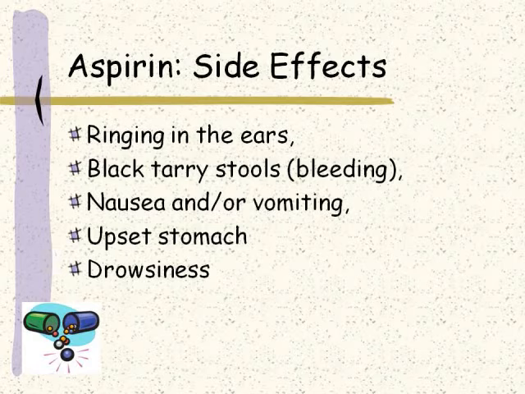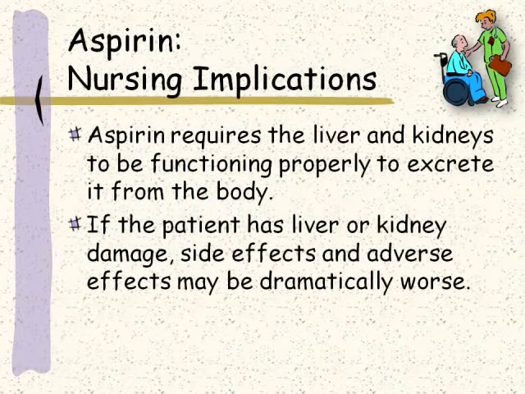Now, common side effects are ringing in the ears, black tarry stools, which means they're bleeding in the GI tract, nausea and or vomiting, upset stomach, and drowsiness. Aspirin requires the liver and kidneys to be functioning properly to excrete it from the body. So remember and monitor. If the patient has liver or kidney damage, the side effects and adverse effects may be dramatically worse.